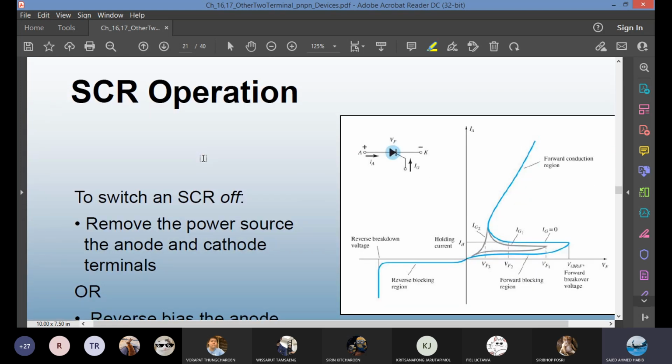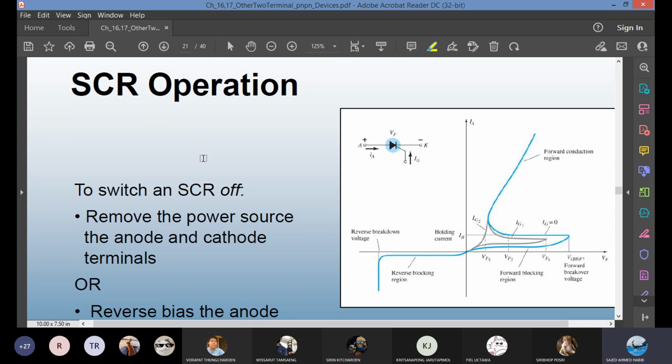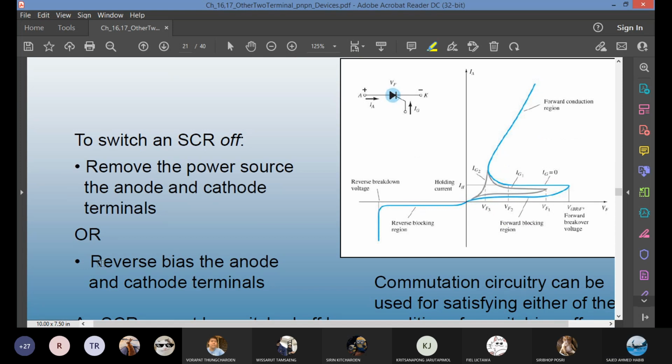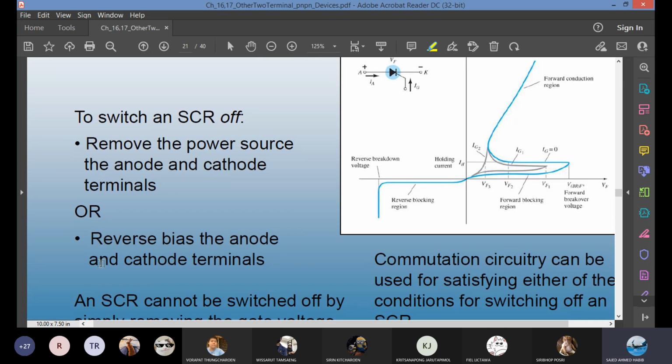Let's talk about turning it off. If you want to turn off, you don't have to do both things, either or. For turn on, you have to do 1 and 2. This one or 2. How do you do that? First, remove the power source altogether. Between anode and cathode, remove the power source. Means no bias. Or you can reverse bias the anode and cathode. Any of the two ways will turn off the SCR.